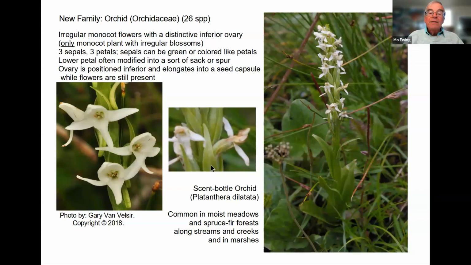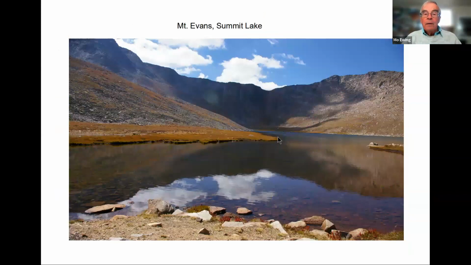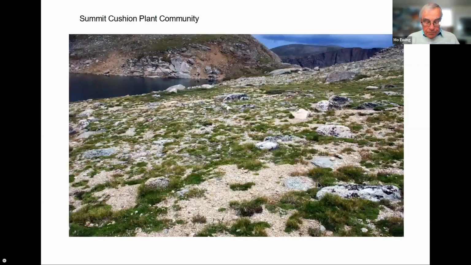Okay, the last place that we're going. It's Mount Evans at Summit Lake. You get up to Summit Lake by going to Idaho Springs and taking 103 north. It's about an hour and a half from Denver. Do not go on the weekends. It's jam-packed with people. But I wanted to do one more group of plants in the alpine called cushion plants.